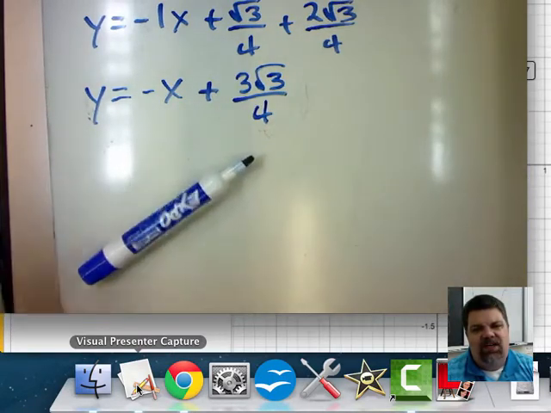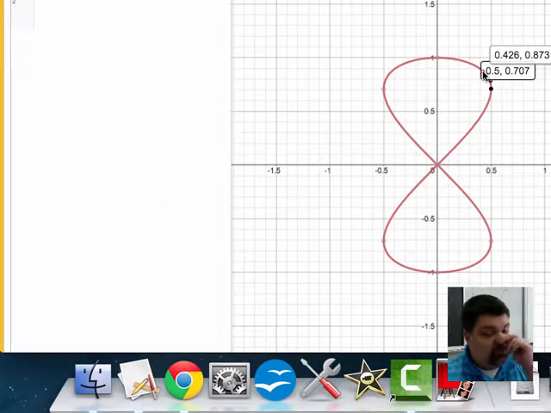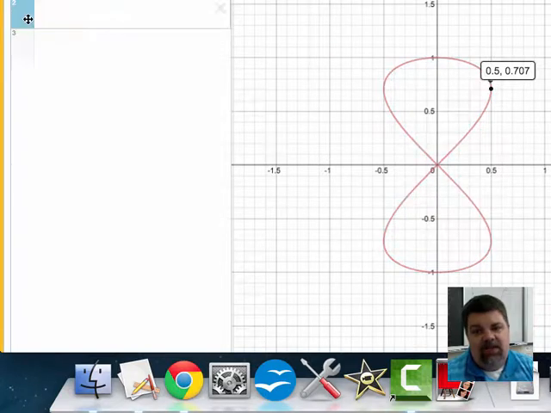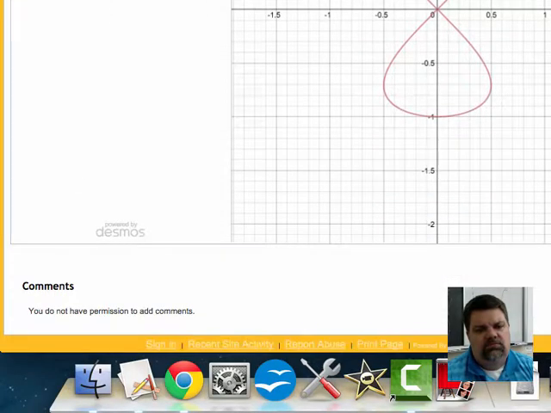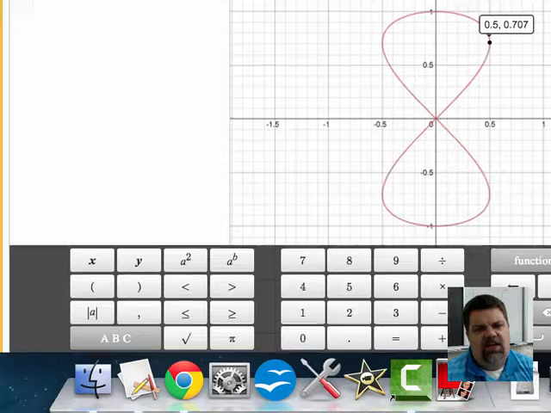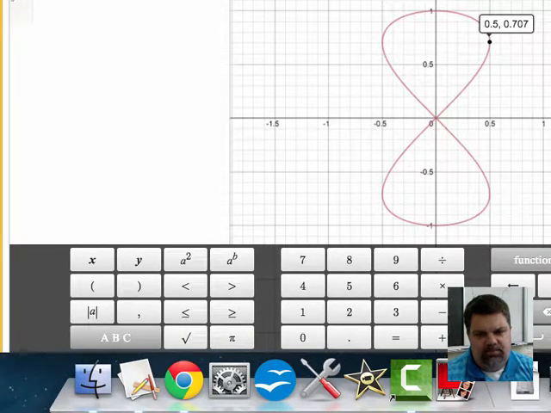negative x plus 3 root 3 over 4. So I'm going to take this and plug it into my website here, and it should have a tangent line that touches at the point 0.433, which I think is root 3 over 4. So let me plug this in. It's a lot of work. I've got to pull up my square root symbol.